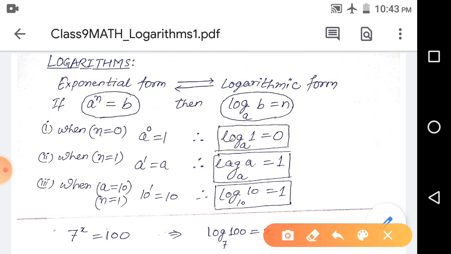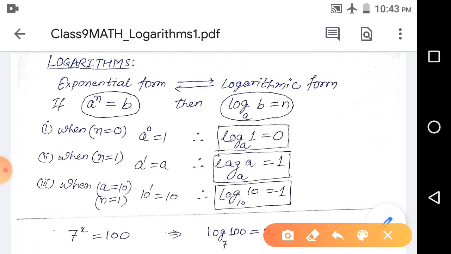We here take n equals 0. So for this n equals 0, we have a to the power 0 equal to 1. So in the place of b it is 1, in the place of n it is 0. So it will become log base a of 1, in the place of b it is 1, and it is equal to 0. So remember that log 1 is always equal to 0.